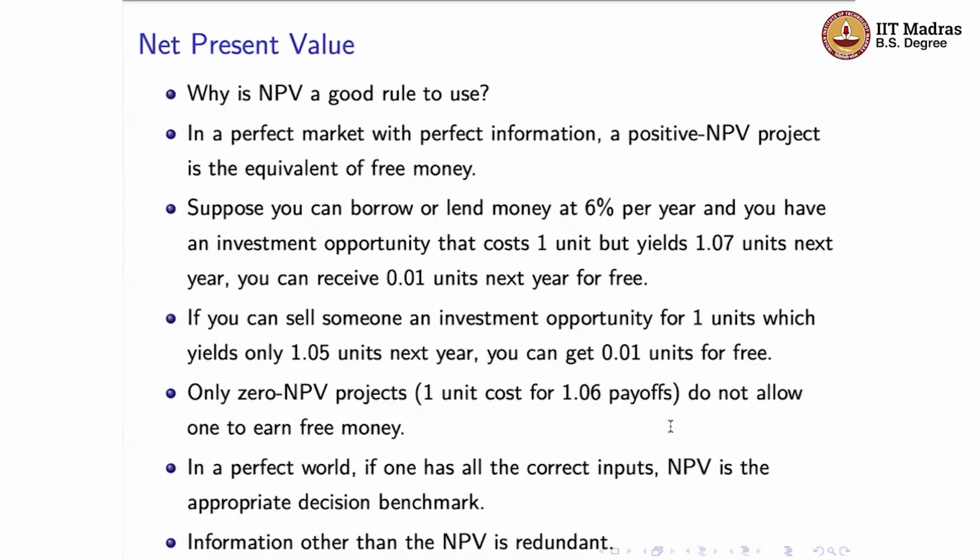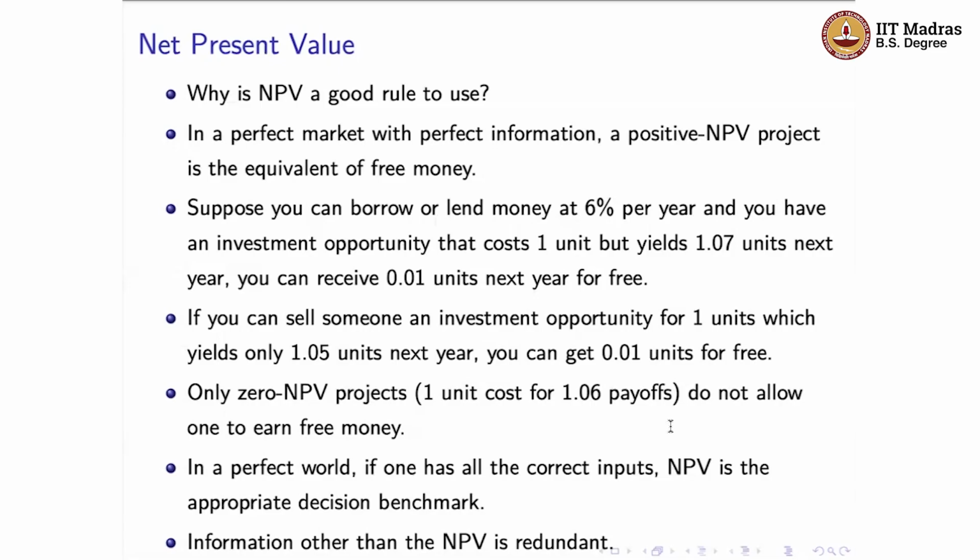So out of the 1.07 units that you have got next year, you can use that to pay back the 1.06 units that you owe, because you have to pay the interest on the money that you had borrowed, but you get to keep the remaining 0.01 units in your pocket. So just by being able to borrow and lend at this rate, which is lower than the rate of return for this project, you are able to make money for free.